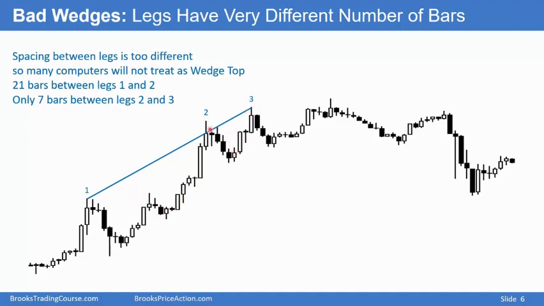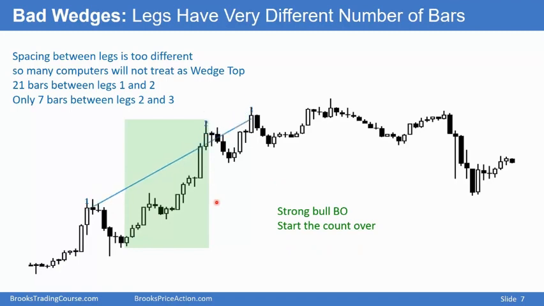This strong leg up, a lot of traders would restart the count and say this is point 1, this is point 2. Strong bull breakout, start the count over. This then is point 1, point 2, point 3.